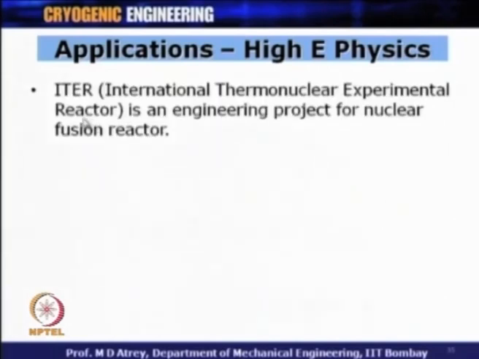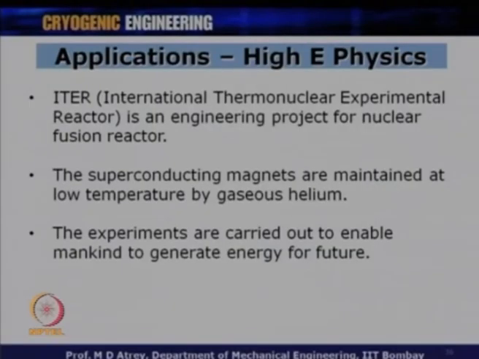The next big application after CERN is ITER, the International Thermonuclear Experimental Reactor. This is an engineering project for a nuclear fusion reactor. This is a very important project which is, I think, the biggest project right now on earth. The superconducting magnets are maintained at low temperature by gaseous helium. These experiments are carried out to enable mankind to generate energy for the future. So, if you go online, you can get a lot of information on the CERN and ITER experiments, and we hope these experiments will possibly solve our energy problems in the future.